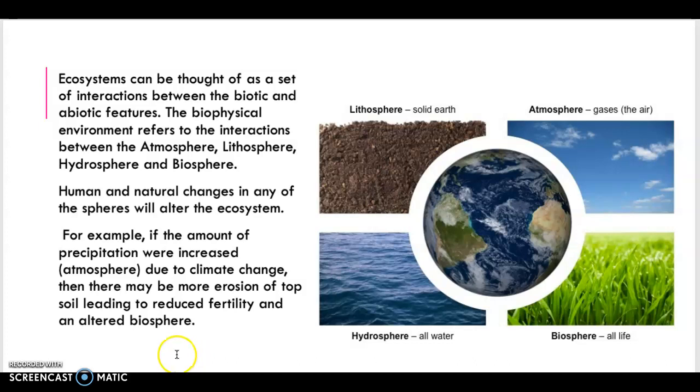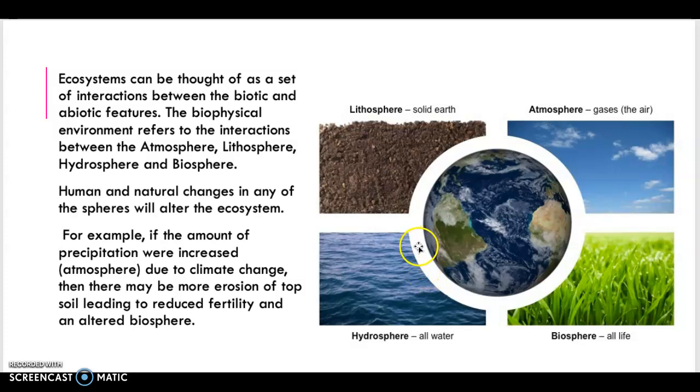Ecosystems don't exist on their own, just as is. They exist because of a variety of interactions that occur between the biotic and abiotic, or living and non-living features. The four spheres that we're going to talk about are the lithosphere, atmosphere, biosphere, and hydrosphere. And all of these spheres work together to create the Earth as we know it. A change in one sphere may impact the next.